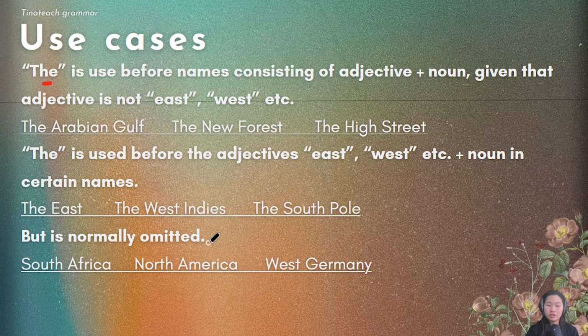However, there is a case where the is omitted, okay, for South Africa, for North America, for West Germany, and so on and so forth. You don't say the South Africa, okay, or the North America. You say the East, the West Indies, but South Africa and North America and West Germany without the, okay?